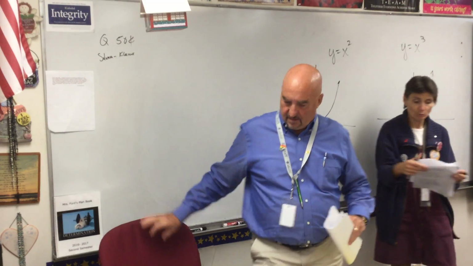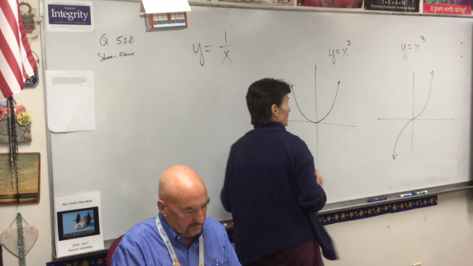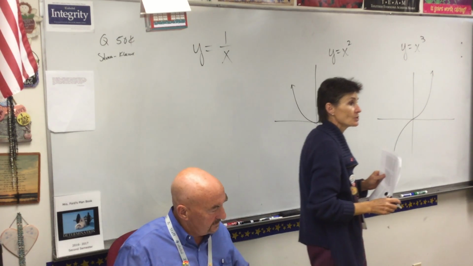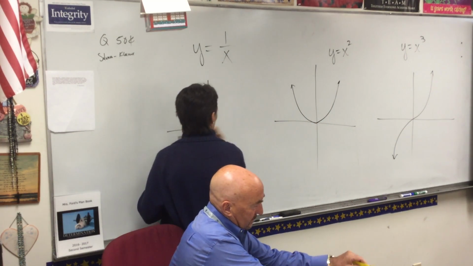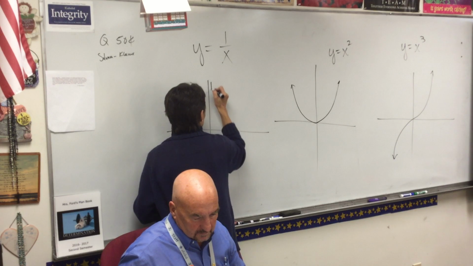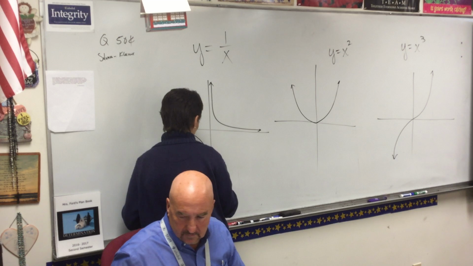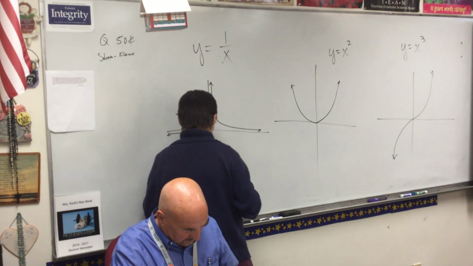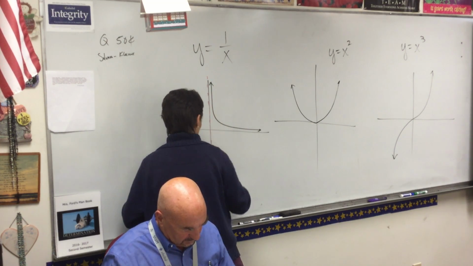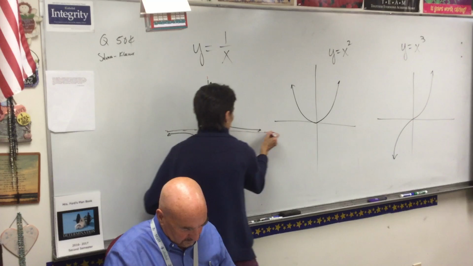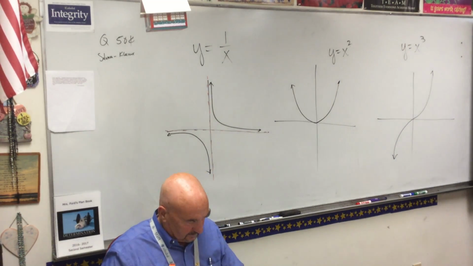Next we have the reciprocal function. The equation for the reciprocal function is y equals 1 over x. And the shape of the reciprocal function is this. These, my friends, are asymptotes for the reciprocal function. That is a picture of the reciprocal function.